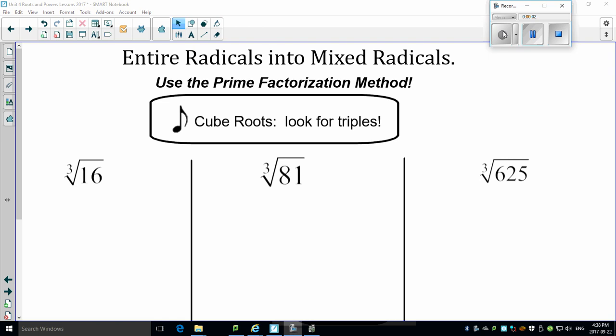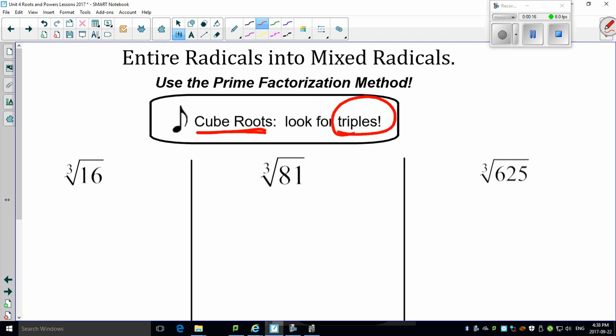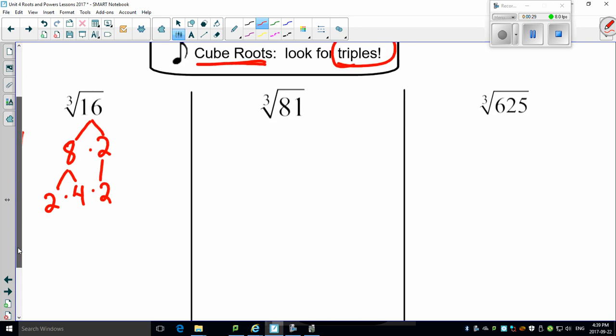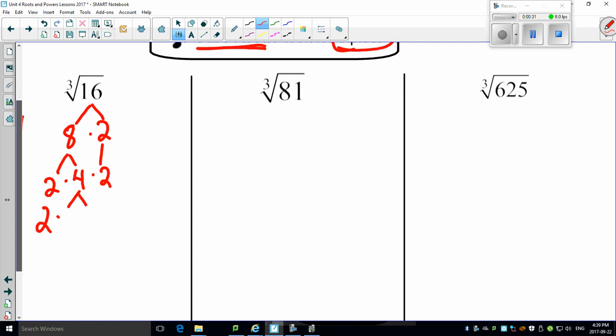So now let's take this to the next step. Well, if you're using square roots and square roots mean look for pairs, what do you think cube roots mean? Yep, look for triples. So prime factorization again, look what you've got. You've got 8 times 2, then this becomes 2 times 4, bring down the 2, and then look one more time, okay? This is 2 times 2 times 2 times 2, and prime factorization is done.